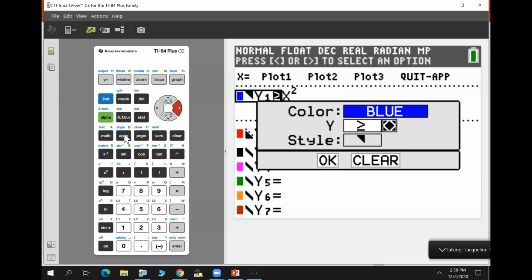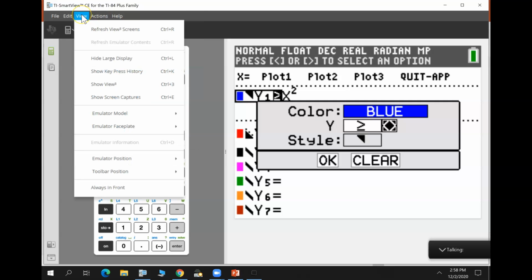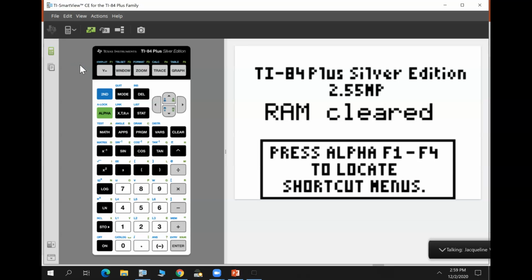Now, if you don't have the color calculator, if you have the kind that you put the batteries in, it's going to look a little bit different. And let me see if I can switch mine over. Mine doesn't do that. I'd like an 83 plus. There we go. It does that. It does not have that app.